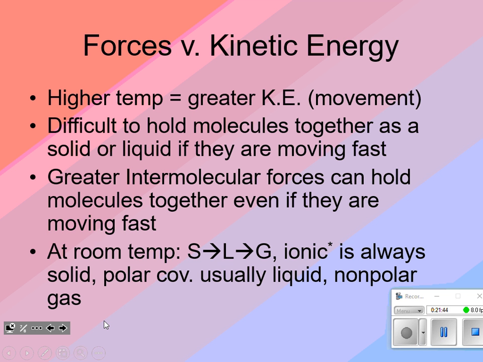Ionic compounds, and this is true for metals as well, are solids at room temperature because they have full charges of attraction holding them together. Polar covalent molecules, like water, are typically a liquid at room temperature because they have partial charges holding them together. That's not strong enough to keep them in a rigid, solid structure, but it can still hold them together with this amount of heat in this room.